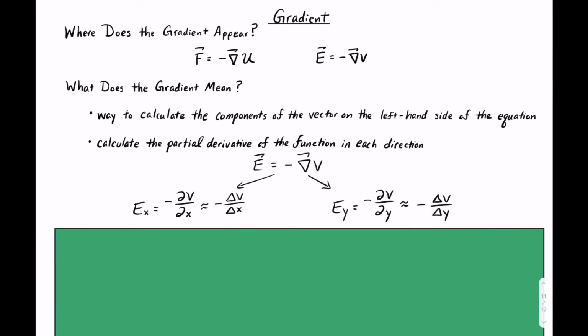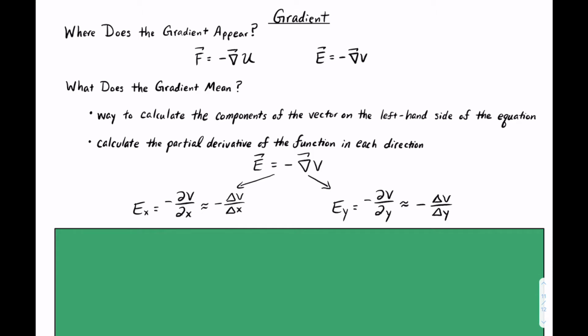And to do that, what we'll do is calculate the partial derivative of the function in each of those directions. So for example, if I wanted to find the electric field in the x direction, I take the negative partial derivative of my electric potential with respect to x. If I wanted to find the electric field in the y direction, I take the negative partial derivative of my potential with respect to y.